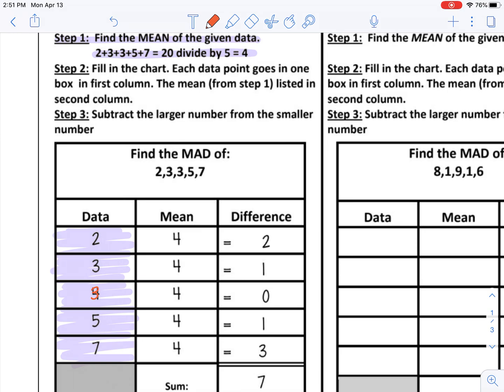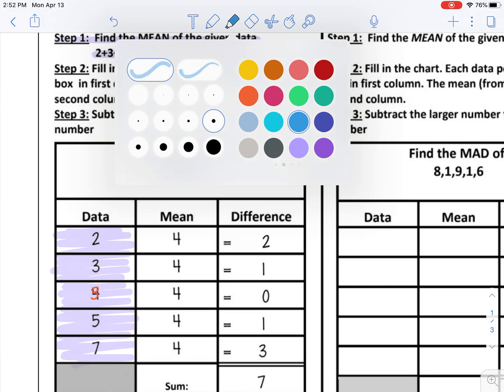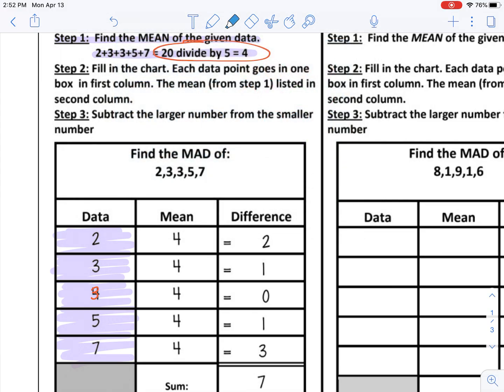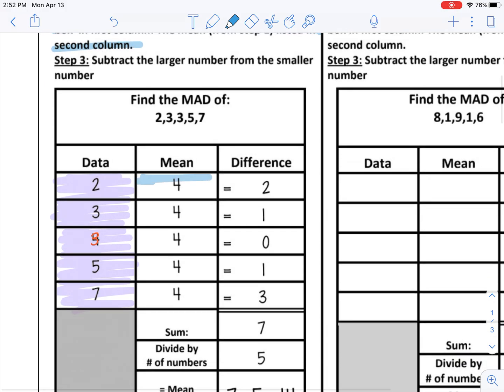So 2 plus 3 is 5, plus 3 is 8, plus 5 is 13, plus 7 is 20. And there are 5 numbers in this data set, so 20 divided by 5 is 4. That is your mean. We've been doing that for 2 days. Step 2, you're going to fill in the chart. Each data point goes in one box in the first column, and the mean from step 1 goes in the second. So here's our mean, going all the way down this column.